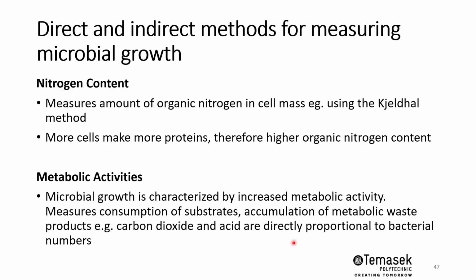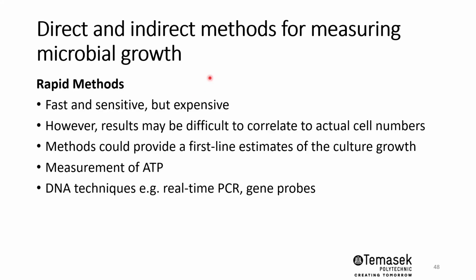I want to talk about some of the rapid methods that are often used in the research laboratory. These methods can be fast and sensitive, but can be expensive to carry out. There's also another caveat: the results obtained from these methods can be difficult to correlate to actual cell numbers. But nonetheless, they provide a first-line estimate of the culture growth, so that you can quickly determine if your culture is growing rapidly, or is in a plateau stationary phase where there are a lot of dead cells, for example. Some of the rapid methods may involve the measurement of ATP.